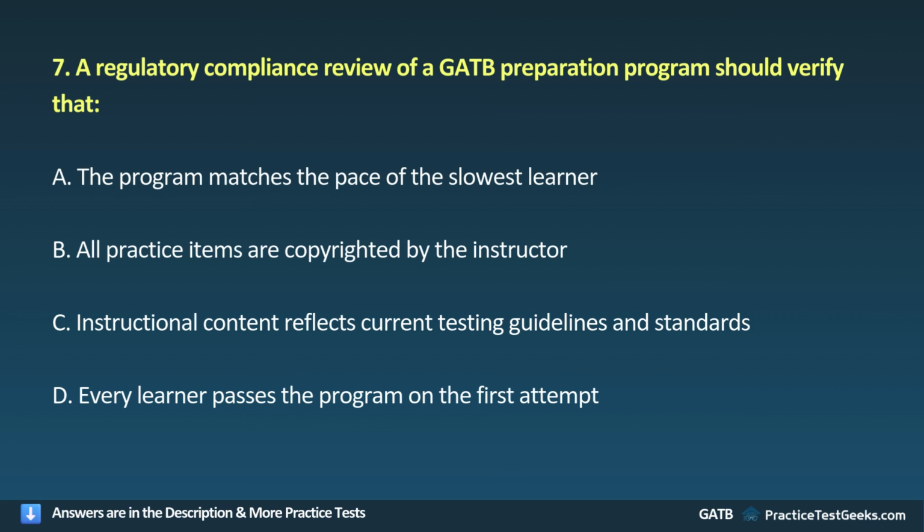7. A regulatory compliance review of a GATB preparation program should verify that: A. The program matches the pace of the slowest learner. B. All practice items are copyrighted by the instructor. C. Instructional content reflects current testing guidelines and standards. D. Every learner passes the program on the first attempt.